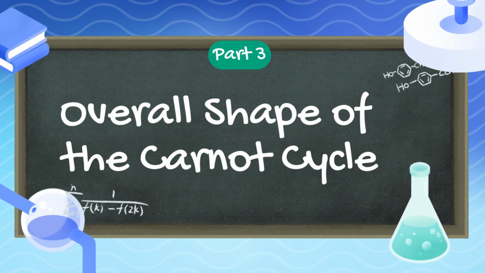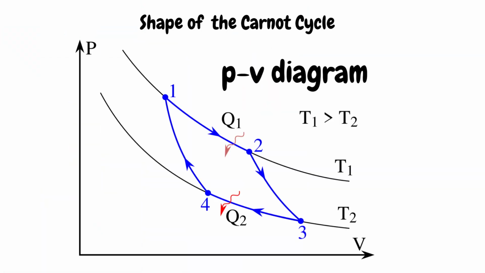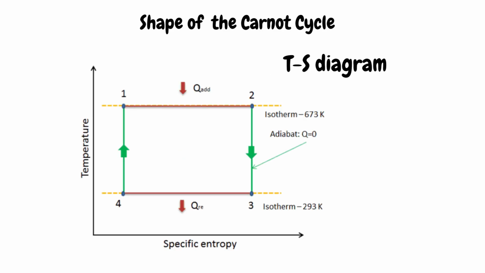Overall shape of the Carnot cycle. On the PV diagram, the Carnot cycle appears as a closed loop bounded by two isotherms and two adiabats. The enclosed area represents the net work output of the cycle. On the TS diagram, the cycle forms a perfect rectangle. The rectangular area on the TS diagram represents the net heat converted into work.